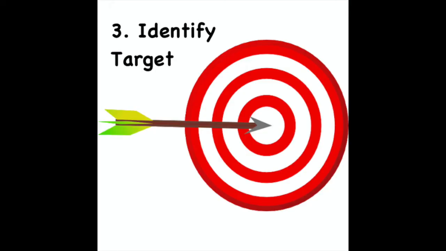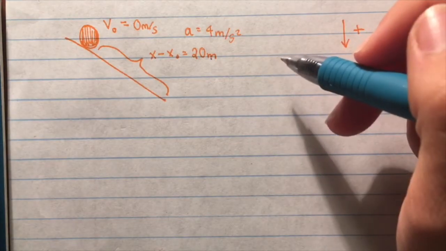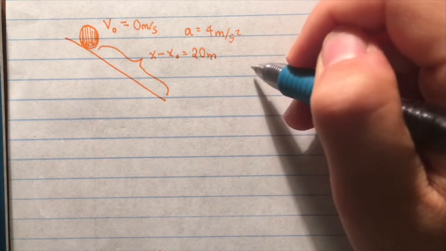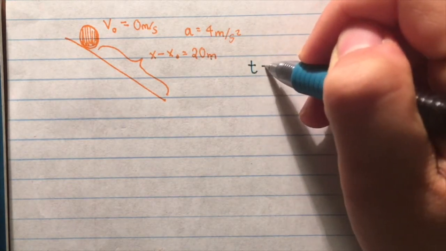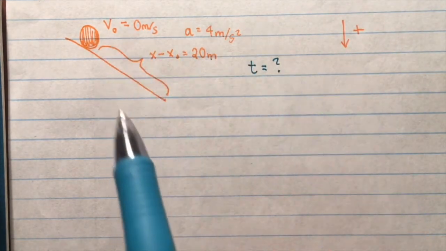What am I looking for? What's the target? The problem is asking how long does it take the ball to do something? Well, how long means that we're looking for time. So t equals question mark. We're looking for time.